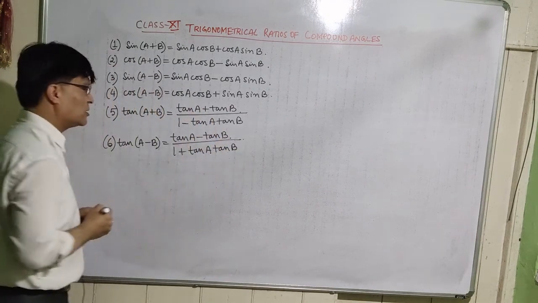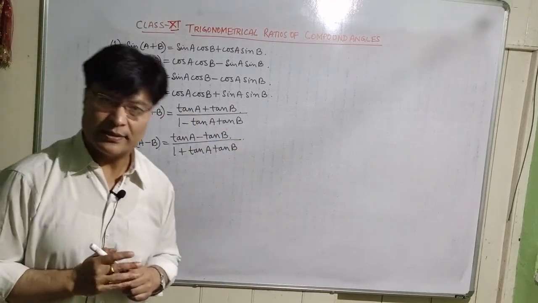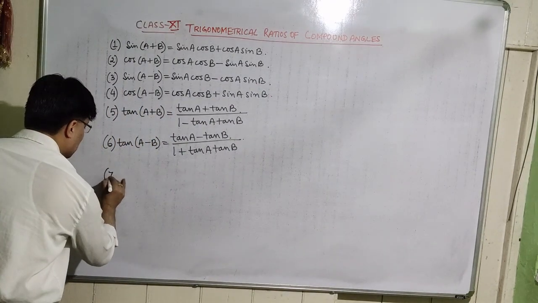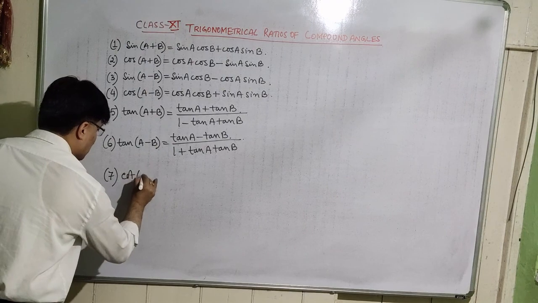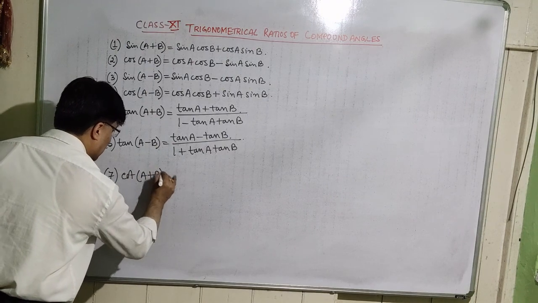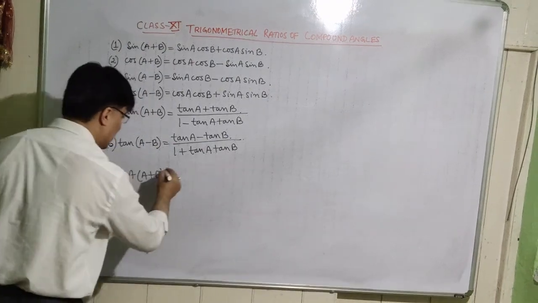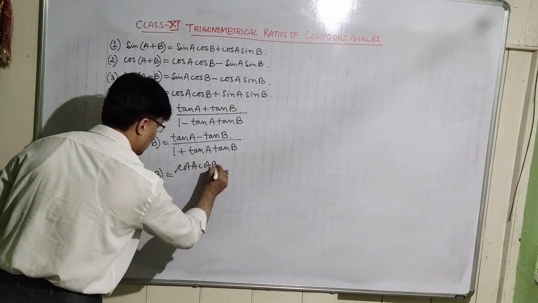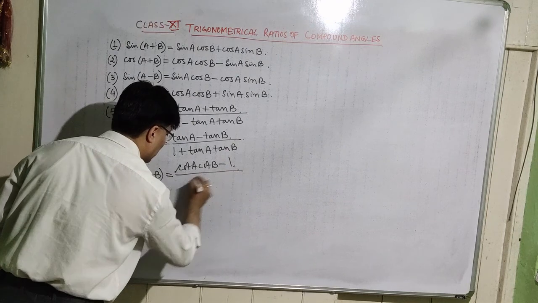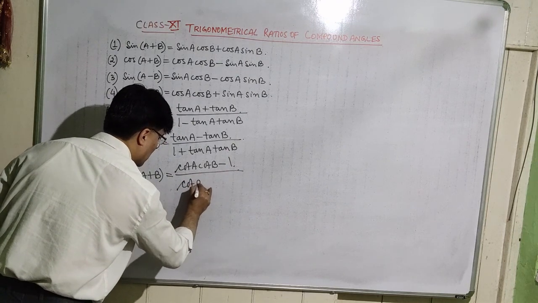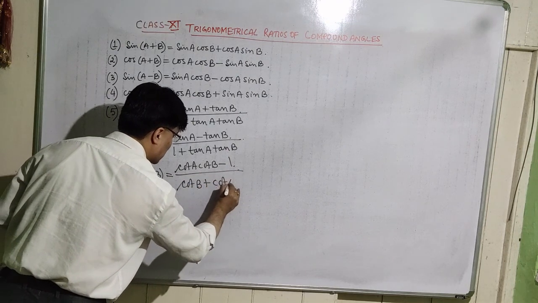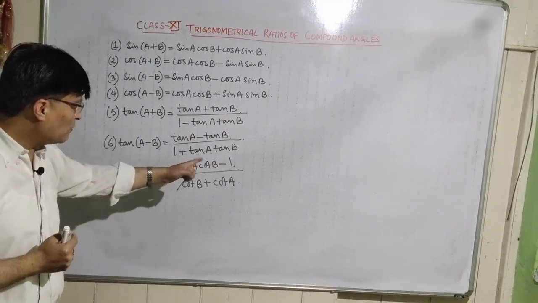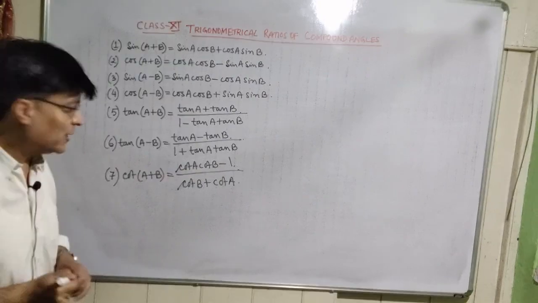It is 1 plus tan A tan B. Is that understood? So next, number 7, cot of A plus B, which is equal to, its formula will be cot A cot B minus 1 divided by cot B plus cot A. What is cot of A plus B? Cot A cot B minus 1 divided by cot B plus cot A.